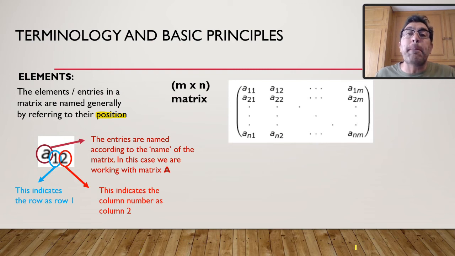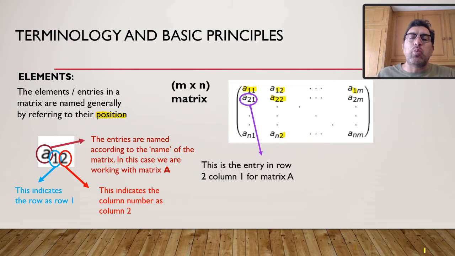So if I have an M by N matrix, then the elements on my diagonal are indicated by the rows and columns being the same. All elements that start with a 1 there, folks, are elements in the first row. All elements that end with a 2 lie in column 2. And all of this belongs to the matrix A, because the name of this matrix is matrix A. So A21 is the entry in row 2 and column 1 for matrix A.